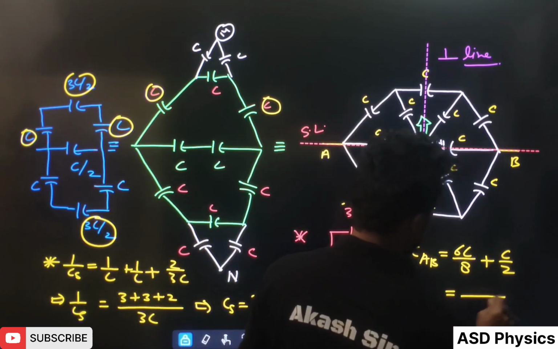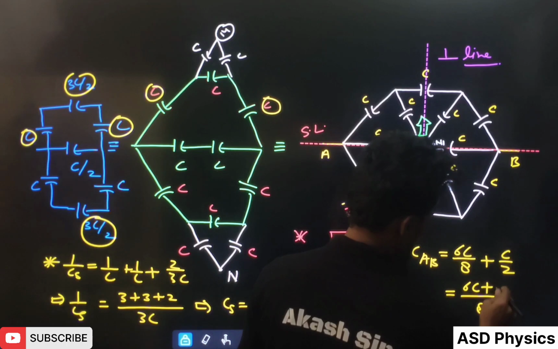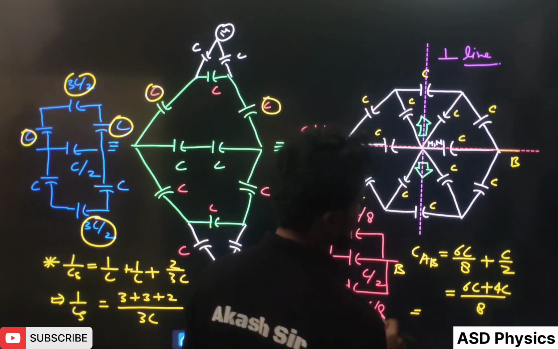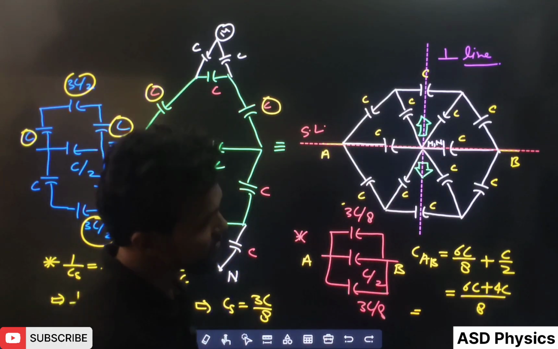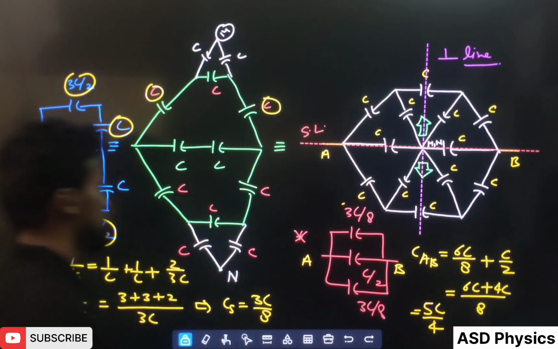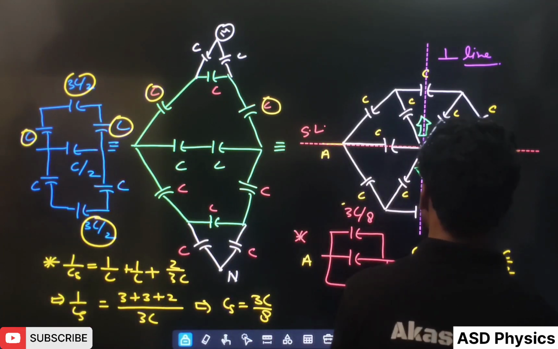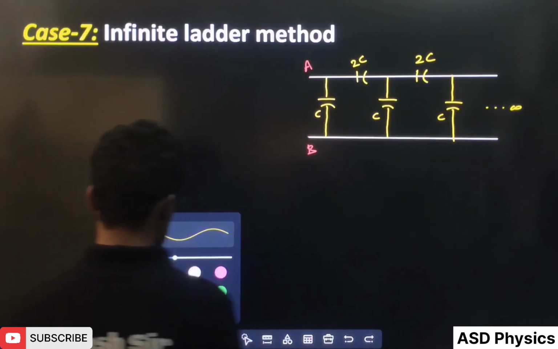Okay, just take the LCM here, 8. So what will this become? 6C plus 4C. That means what answer will come here? 6 plus 4, 10C by 8, and again you divide, it will become 5C by 4. So students, you can see very well the equivalent between point A and B will be 5C by 4. The same concept will be applicable for resistors also.